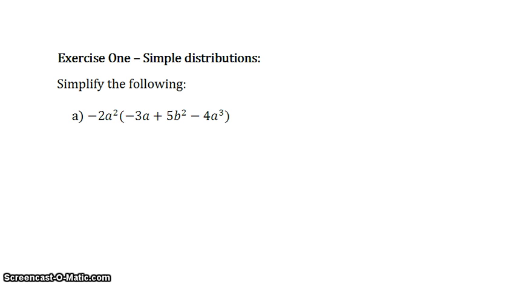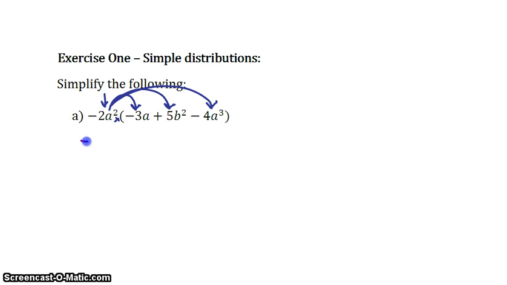It says simplify the following. Now, when I look at this, I see one term outside the bracket, and I see 3 terms inside the bracket, and there's nothing separating this term and the bracket, which means I'm multiplying. And that immediately says to me distribution, because there's more than one term in the bracket. So I'm going to distribute in my negative 2a squared.